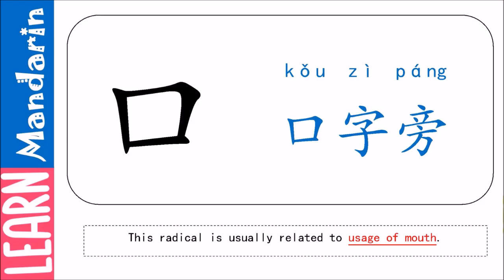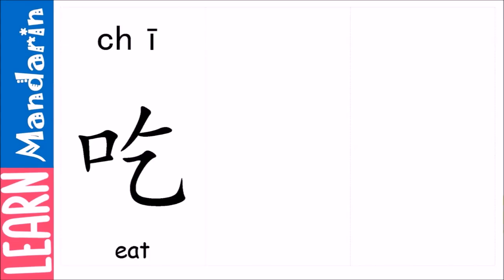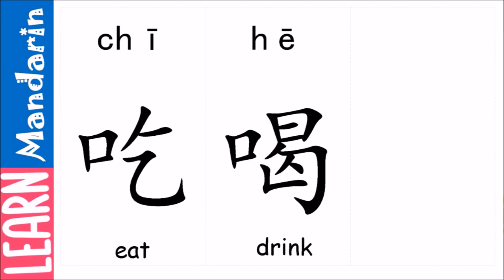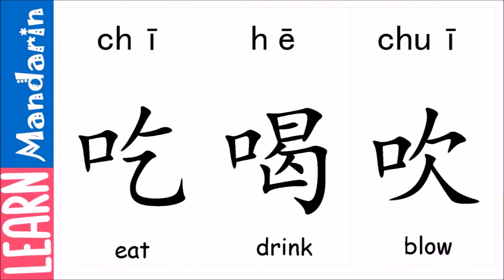口字旁. The Chinese radical 口字旁 is usually related to the usage of mouth. Examples of words that have 口字旁 are 吃, which means to eat, 喝, which means to drink, and 吹, which means to blow.